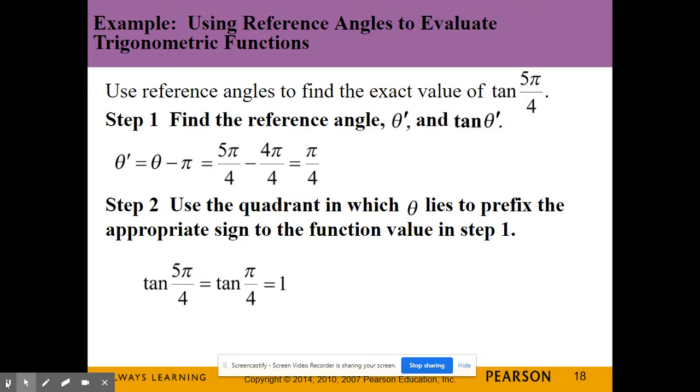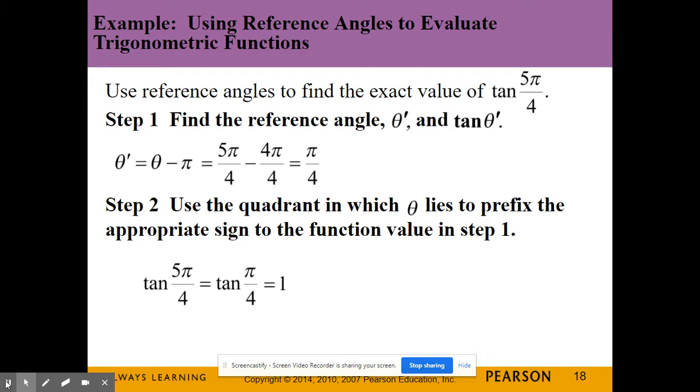All right. Same exact thing. For 5 pi over 4, you're in the third quadrant. So what we're going to do is the angle minus 180, or in this case, since it's a radian, we're going to do the angle minus pi. And 5 pi over 4 minus pi is 4 pi over 4. You end up with pi over 4. So the reference angle is pi over 4.